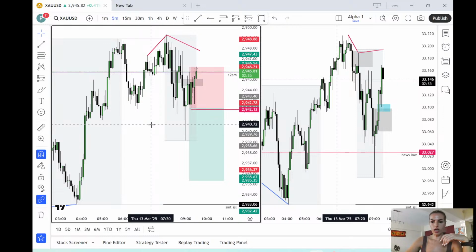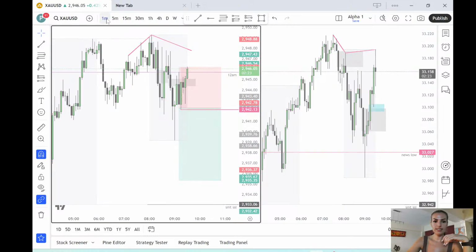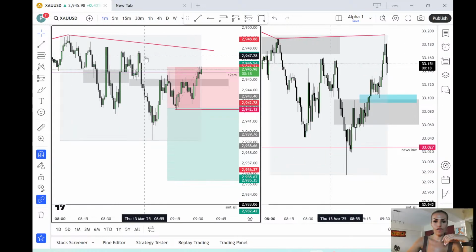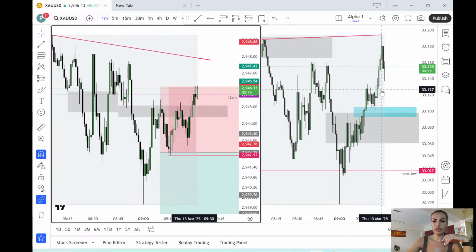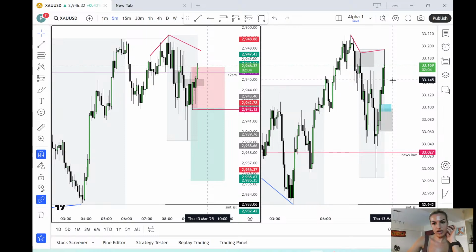Okay, so we got one loss, and hopefully this is not going to go down right now after having taken me out, but we shall see. The reason why I'm looking at the 1 minute is because I want to see whether silver is really going to start rejecting from that high. Not really. We'll see. There's still time until this current candle closes.